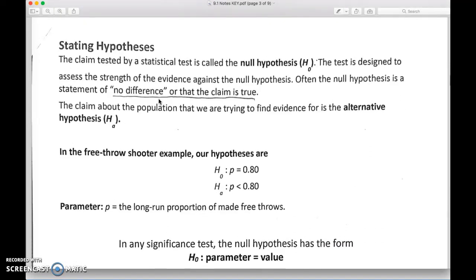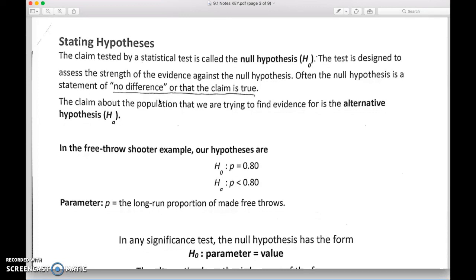So when we are stating hypotheses, the claim tested by the statistical test is called the null hypothesis, and we label that just H sub 0. This is the claim you're making. Often the null hypothesis is called the statement of no difference, or that the claim is true. The claim about the population that we're trying to find evidence for is what we call the alternative hypothesis.